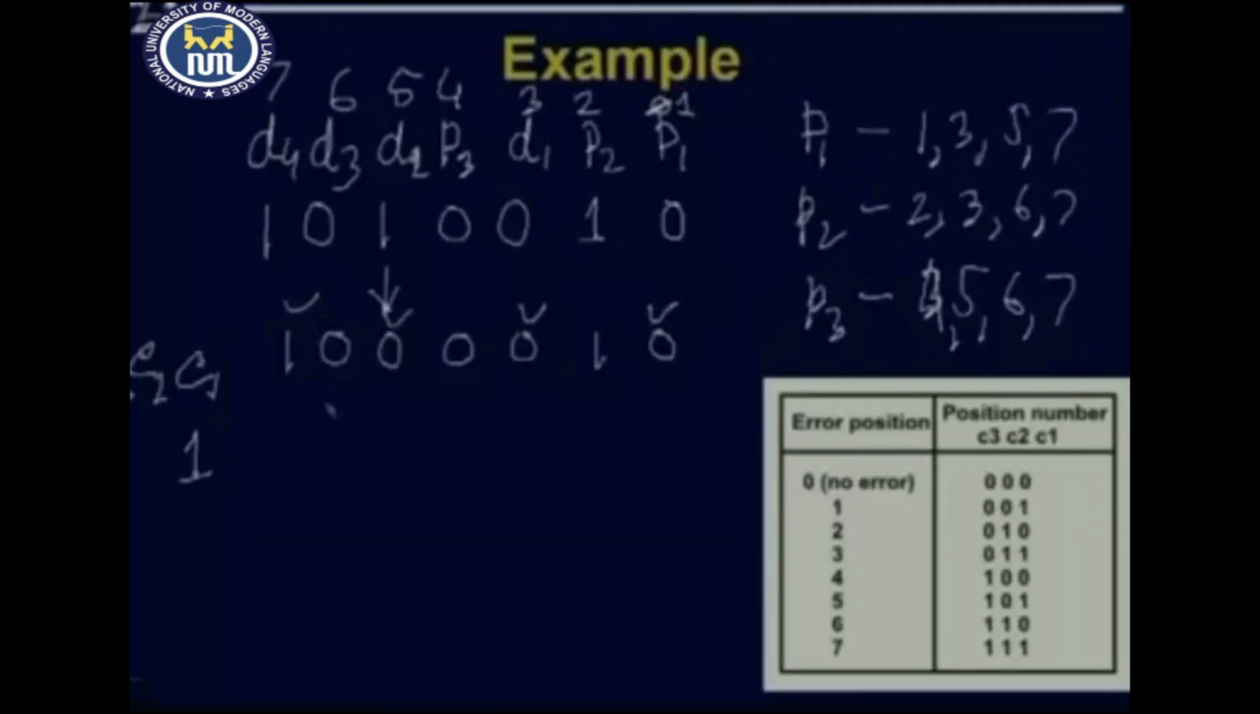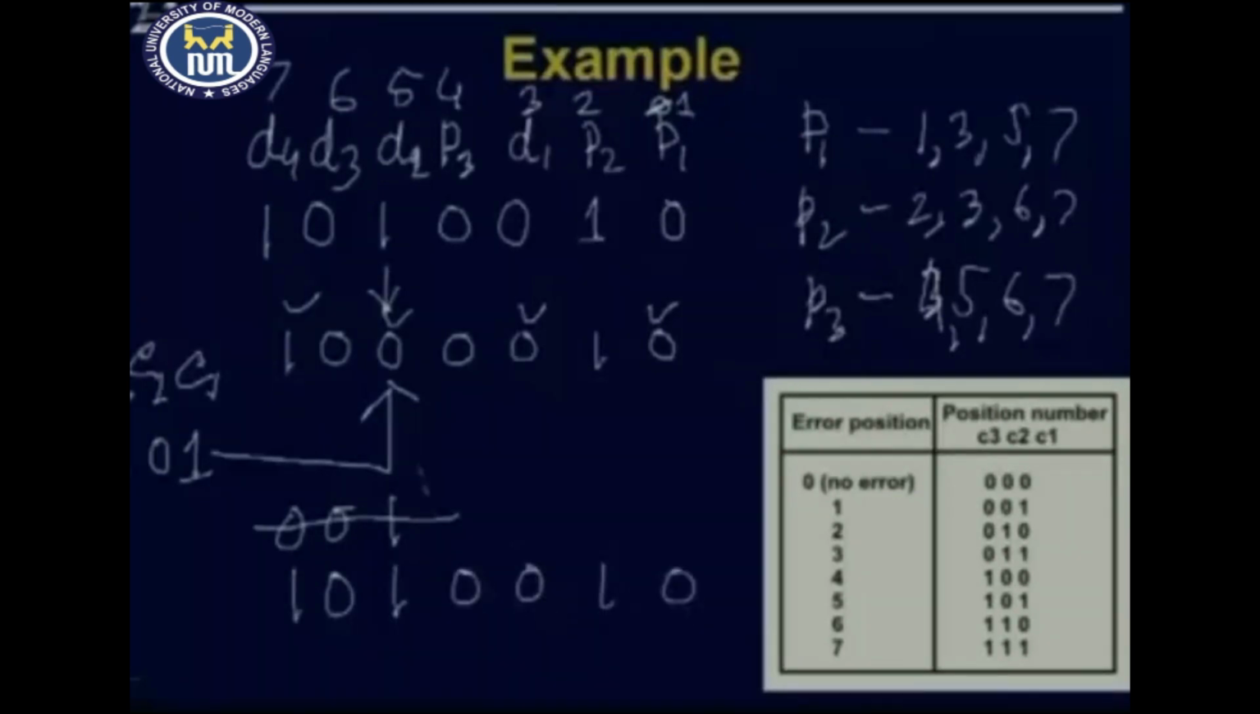Similarly for position 2, we check 2, 3, 6, 7. This makes the parity even, so this is fine and we put a 0 for position 2. For position 4, we check 4, 5, 6, 7 and find it is odd, so we put 1 here. So the three parity results give the binary value for position 5, and position 5 is the bit in error. We correct it and write the data again: 1, 0, 1, 0, 0, 1, 0.